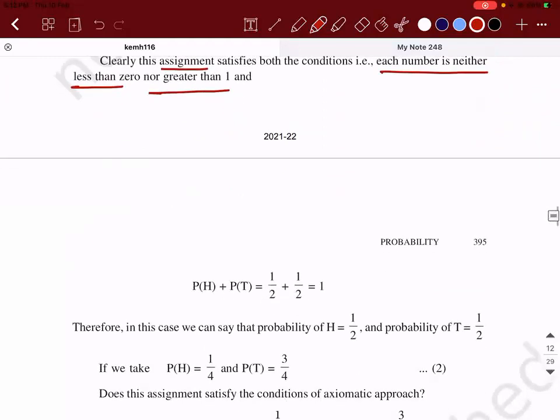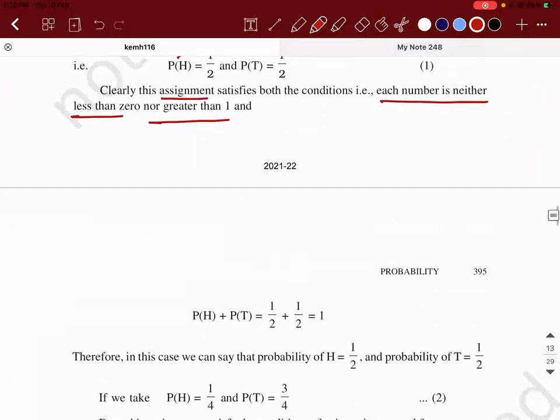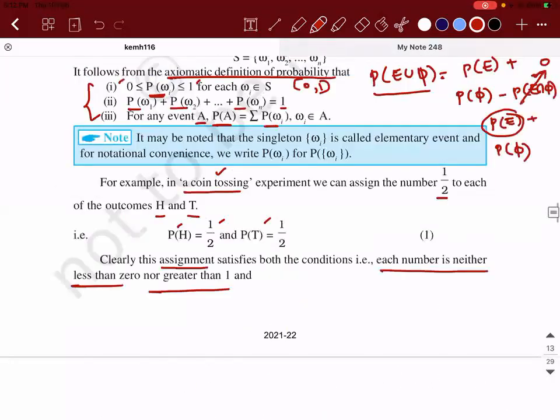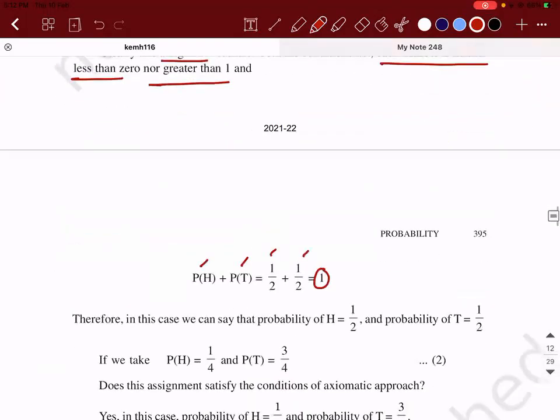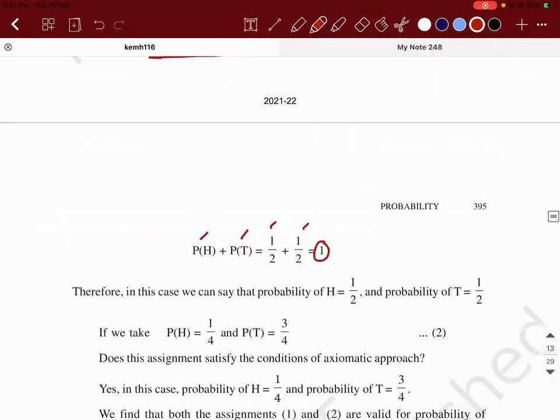So these are all the things that you already know. Similarly, if you take the probability of head plus probability of tail, that will be 1 by 2 plus 1 by 2, which gives you 1. That is the second condition: the sum of all the probabilities is equal to 1. Therefore, we can say that probability of H is equal to half and probability of T is equal to half. If we take P of H as 1 by 4, then the probability of T should be 3 by 4.